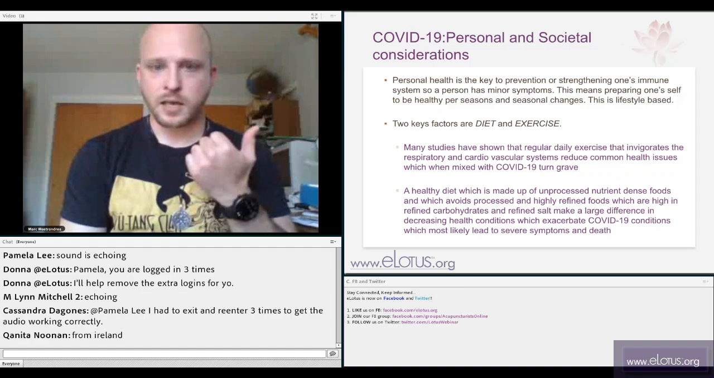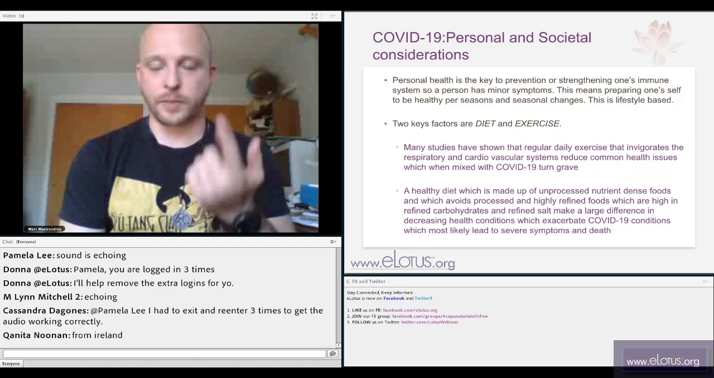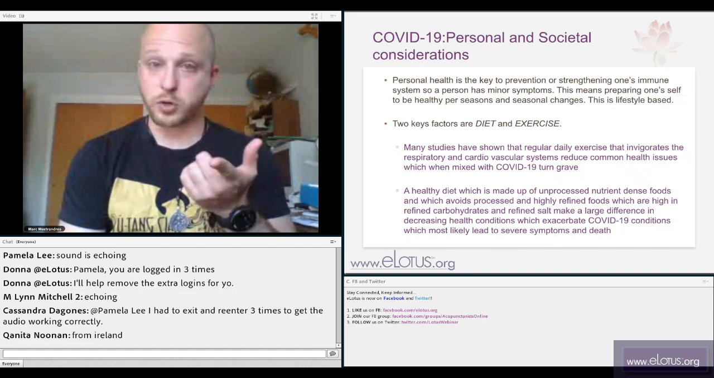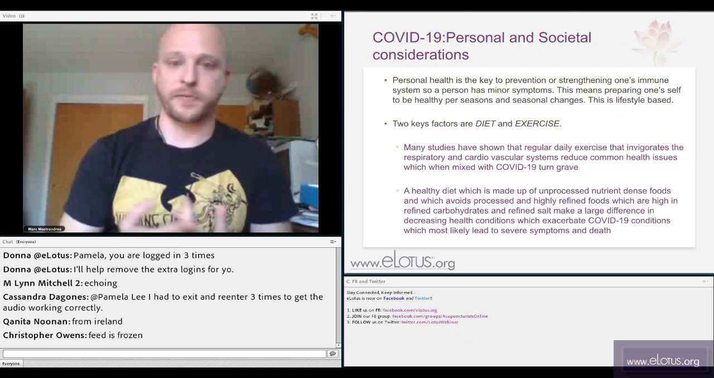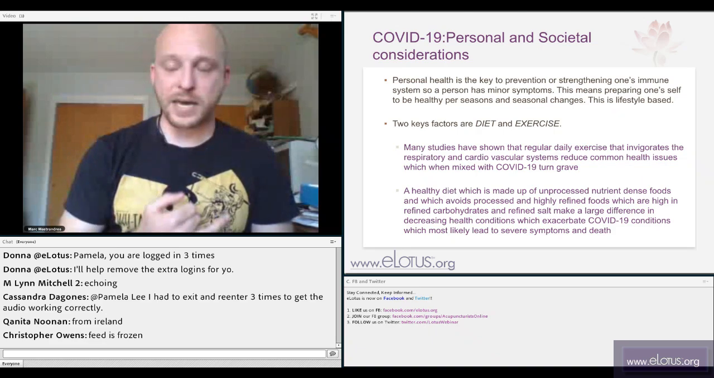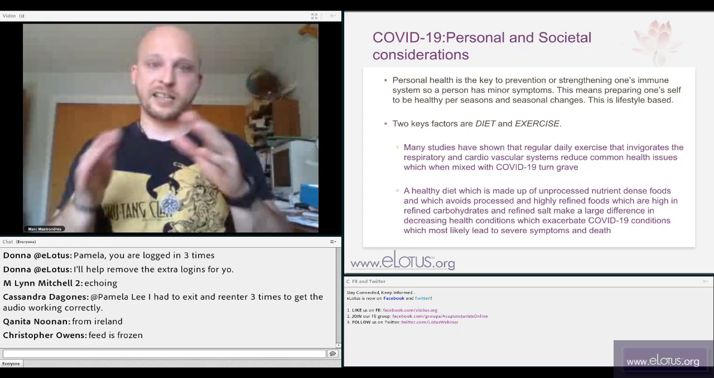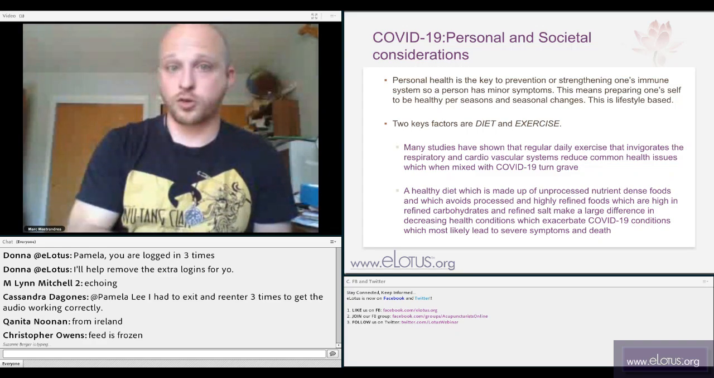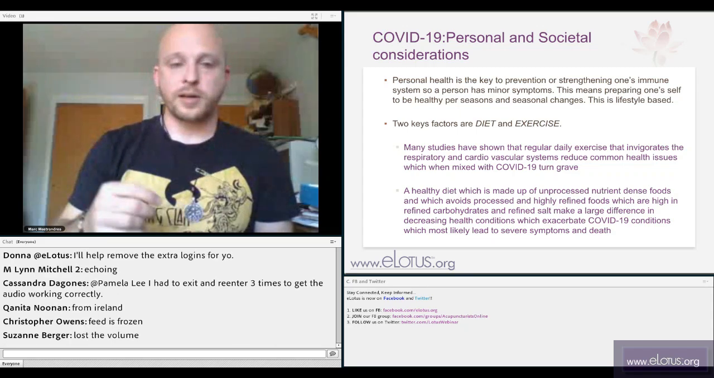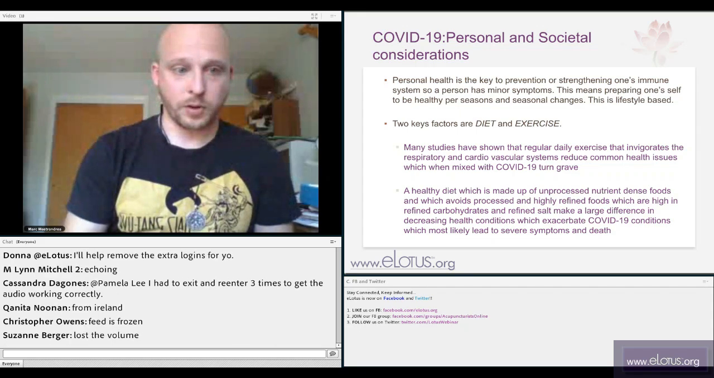A healthy diet is made up of predominantly unprocessed foods that are very nutrient dense. Avoid highly refined foods, which are high in refined carbohydrates and refined salt. This makes a big difference in decreasing the conditions that exacerbate or are exacerbated by COVID when you catch it. These are really, really important. So diet, super, super important.